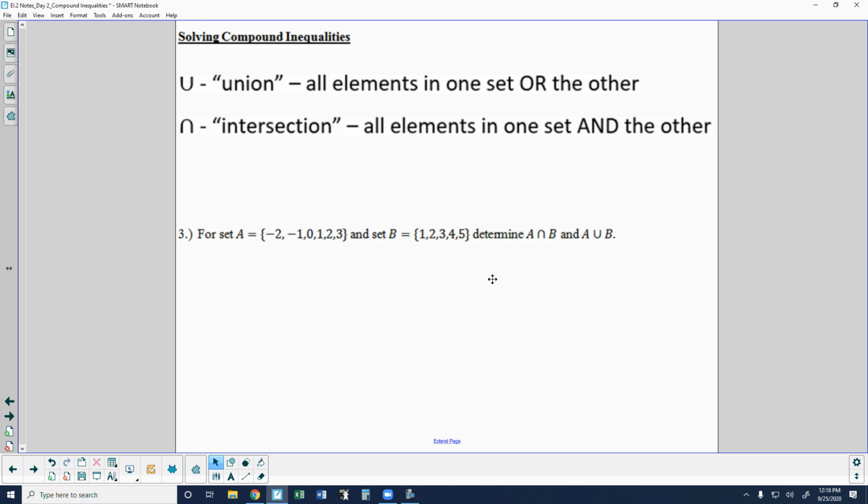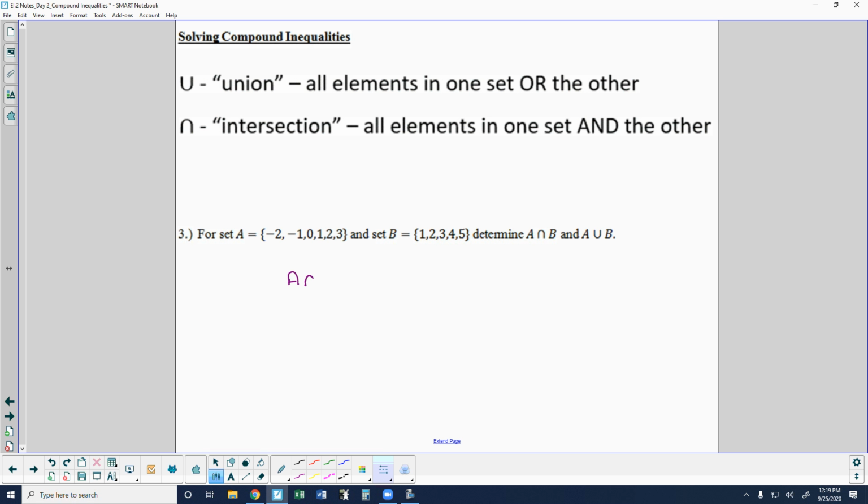When we start to look for a union and an intersection, we take a look at problem 3 here in the notes. Problem 3 says for set A, and it gives us some values that are in it, and set B, and it gives us some values that exist in set B. Determine the intersection of A and B and the union of A and B. So the intersection, that first symbol we see there, again, that is the upside down U. If we want the intersection of A and B here, we're going to be looking for any of the elements that are in both A and B.